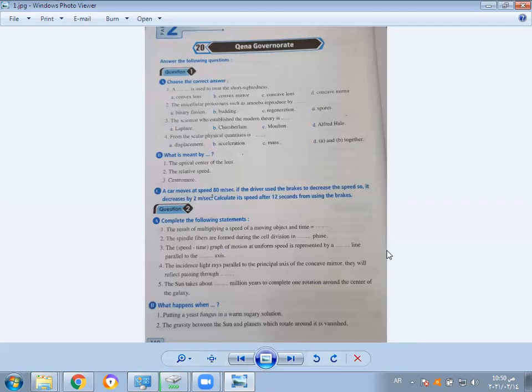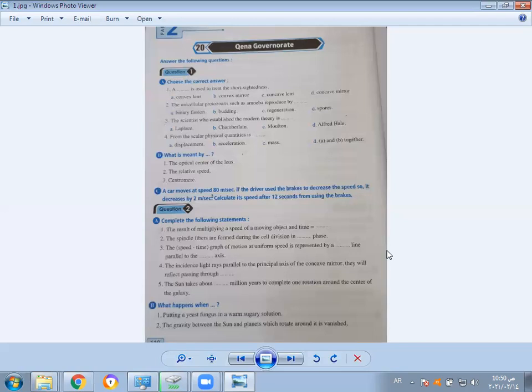Our law is acceleration a equal V2 minus V1 divided by delta t. It means V2 equal a times delta t, acceleration times time, between brackets, then plus V1. Negative 2 times 12 equal negative 24, plus 80 equal 56 meters per second. So the speed will be 56 meters per second.